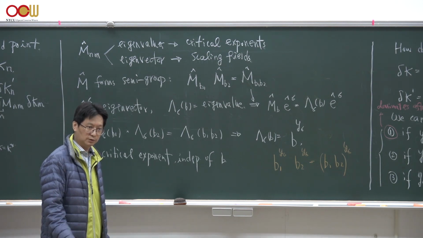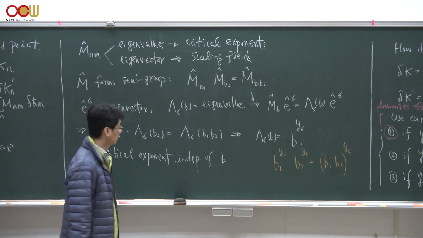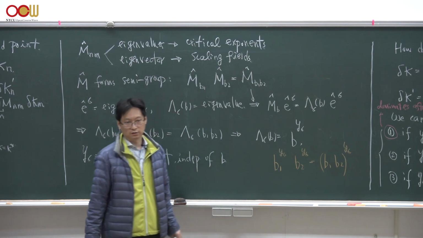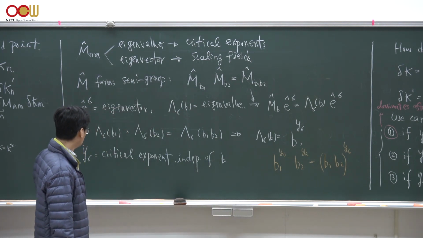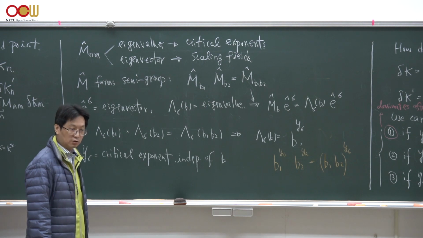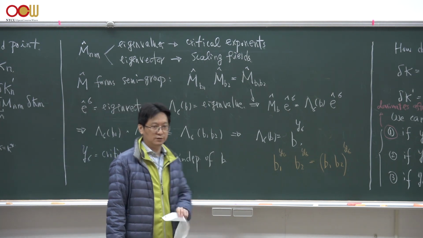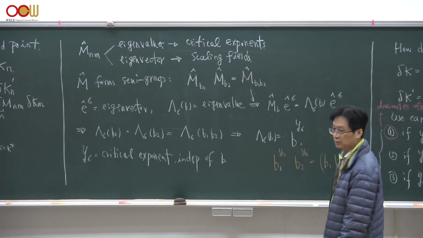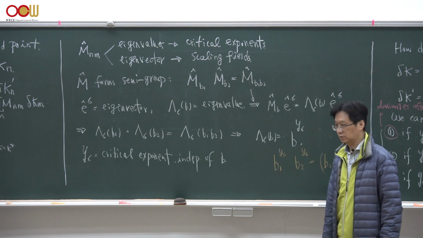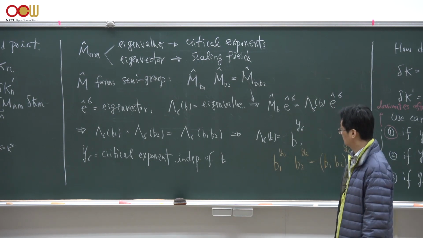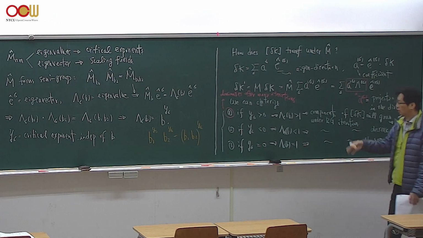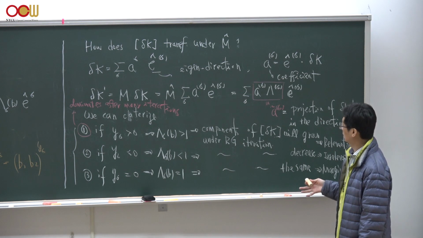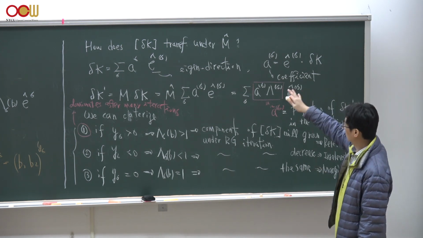Remember that either Widom's proposal or Kadanoff's proposal, they all assume that this is the power law behavior. So this y sigma is a so-called critical exponent, which is independent of this scale factor B, and this y sigma comes from the power law exponent of the eigenvalue, and we will see that in just a moment. So now let's look at the so-called RG flow, but we first ask this question: how does this delta k vector transform under this RG transformation?